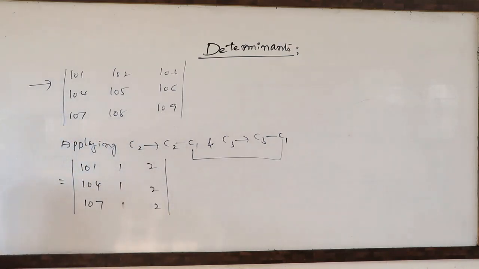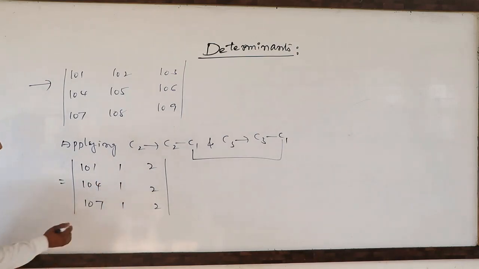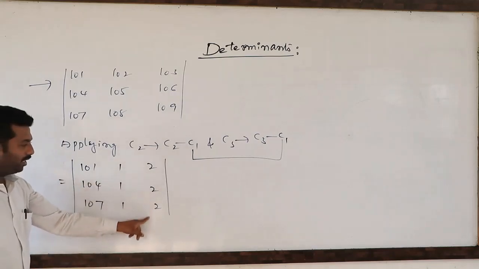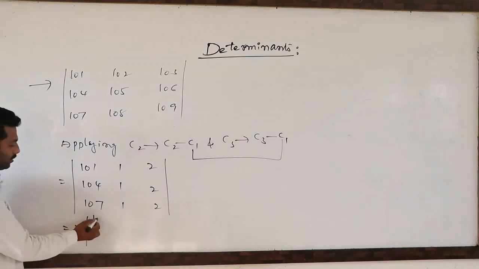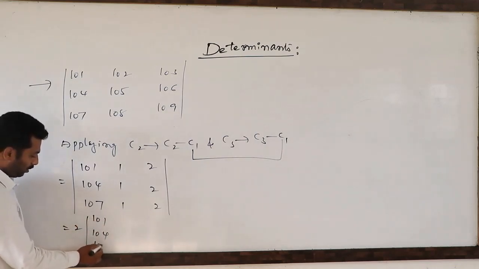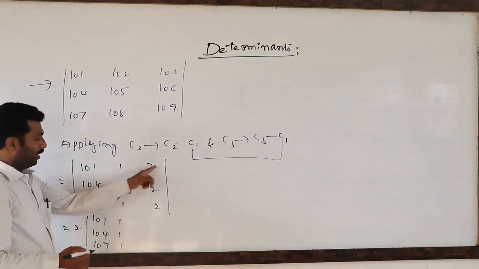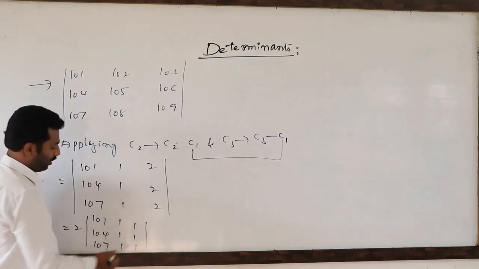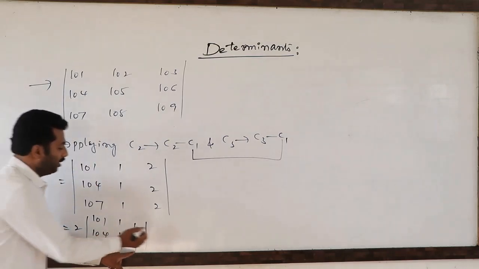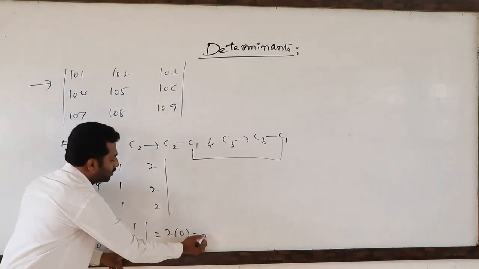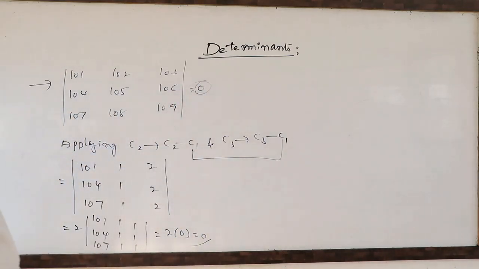These are multiples. Here two columns are identical, or if you are confused, take 2 common from each, since every element is 2. Taking 2 common, this column is 101, 104, 107 and the others become 1. Now you can easily identify that these two columns are identical, so the determinant is 0. The value of the determinant is always 0.